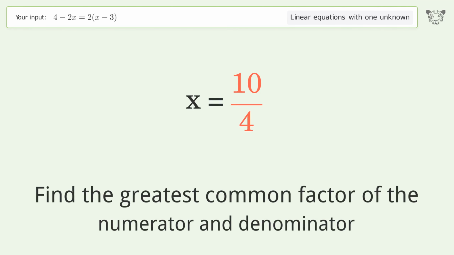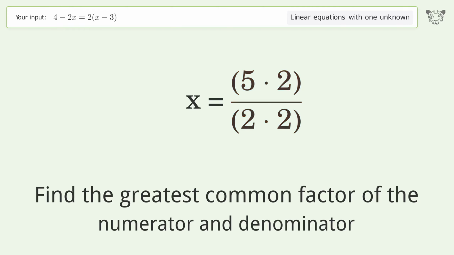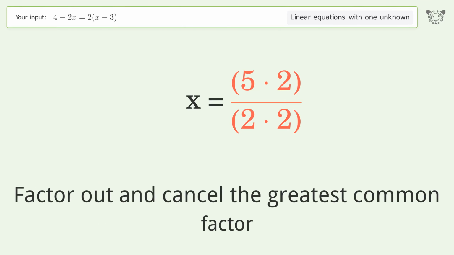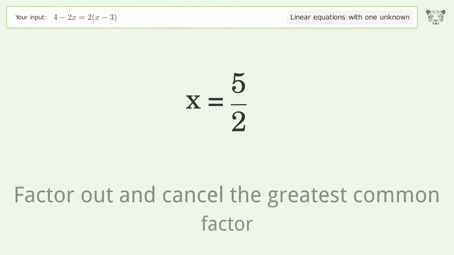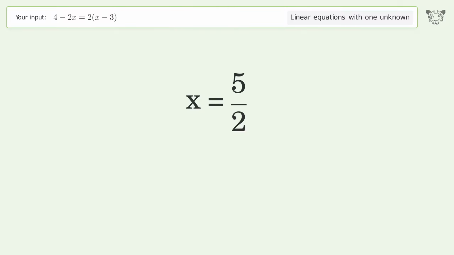Find the greatest common factor of the numerator and denominator. Factor out and cancel the greatest common factor. And so the final result is x equals 5 over 2.